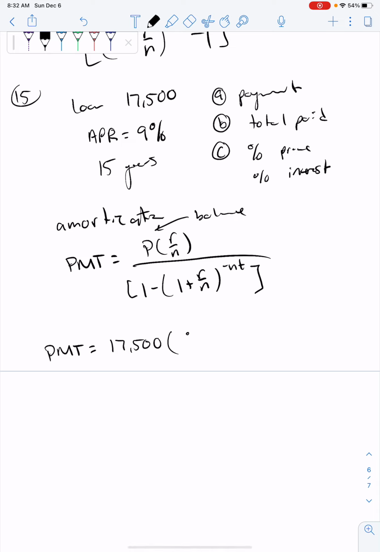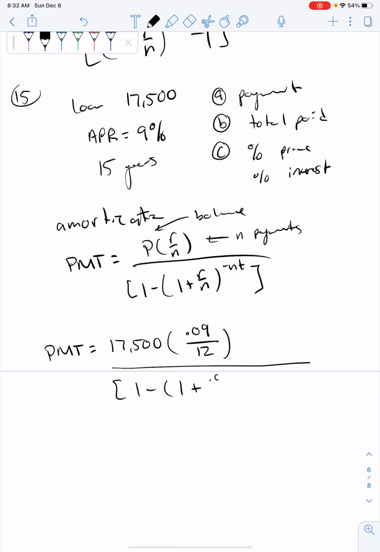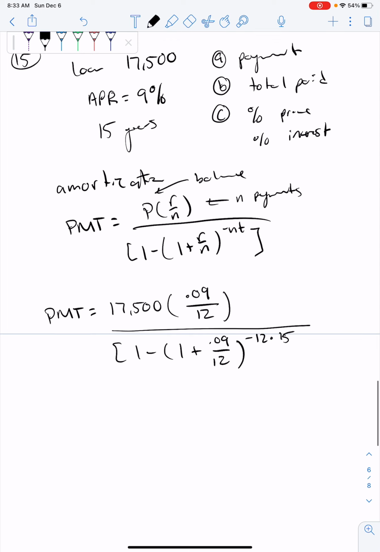R still represents the interest rate. N represents the number of payments every year, so 12, because it says I'm making monthly payments. So N is the payments. And then I'm going to do a big fraction bar, and on the bottom, bracket 1 minus, parenthesis 1 plus, 0.09 divided by 12, raised to the negative 12 multiplied by the number of years. And my number of years was, where'd I write it? Oh, 15, right there. So great big ugly formula.